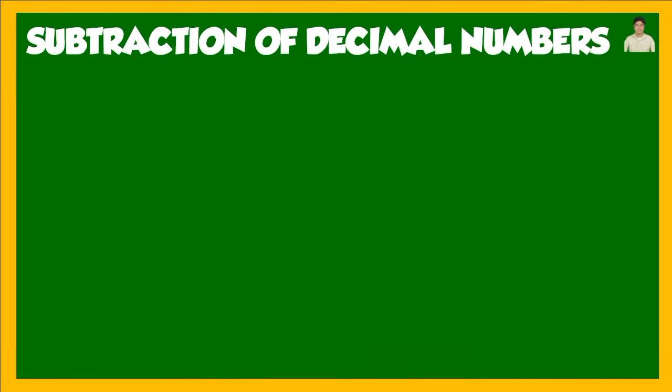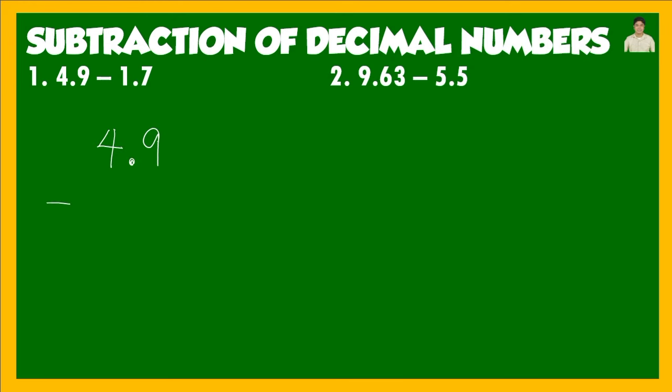Let's now move on to subtraction of decimal numbers. So, ayan. Let's have the first given. So, again, applied pa rin po dito yung rules natin. Write the numbers in column, align the decimals. 4 and 9 tenths minus 1 and 7 tenths. So, dito tayo sa pinaka-right side. So, 9 minus 7, we have 2. 4 minus 1, we have 3. And then, copy the decimal point. So, our answer is 3 and 2 tenths.